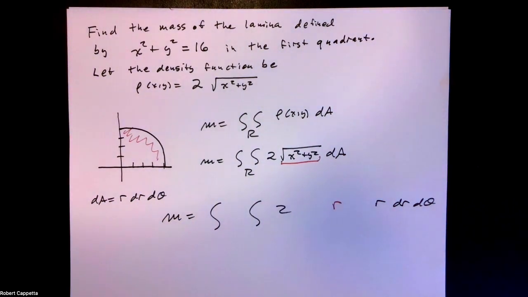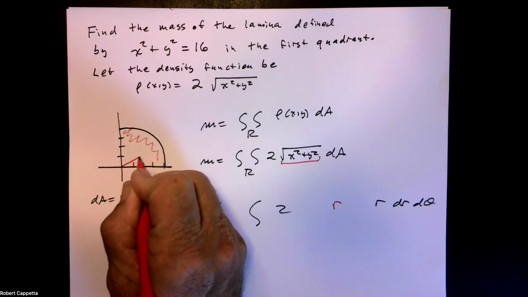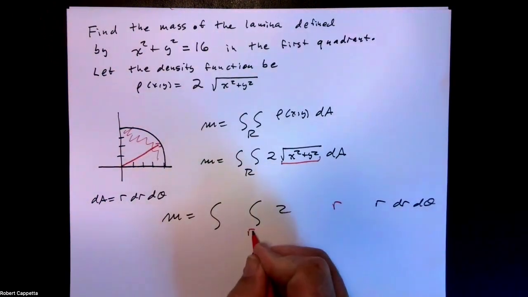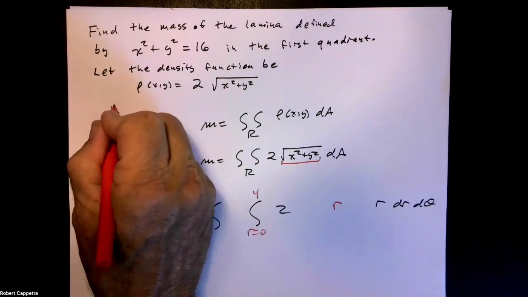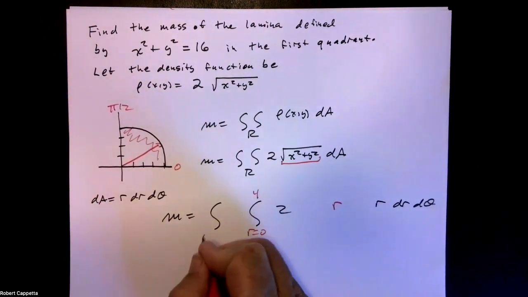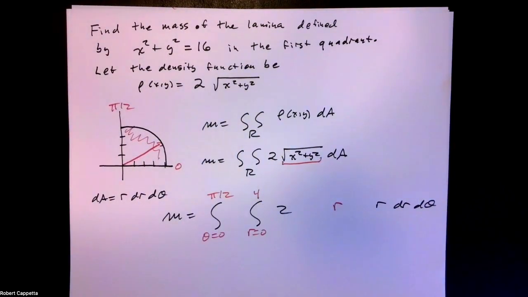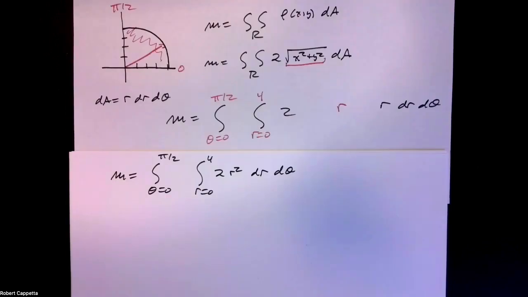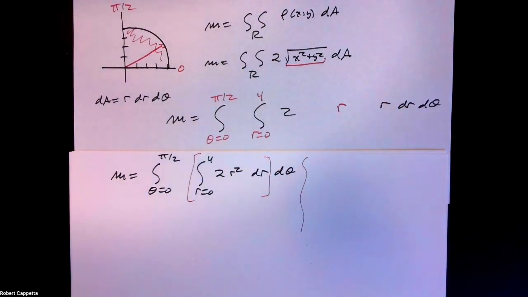Now, what does r range from, and what does theta range from? Well, r goes from 0 to 4. R ranges from 0 to 4. And theta from 0 radians to pi over 2. So that should about do it. Let's go ahead and evaluate that integral. Starting here, and we always like to do the inner integral first. So what is that inner integral?